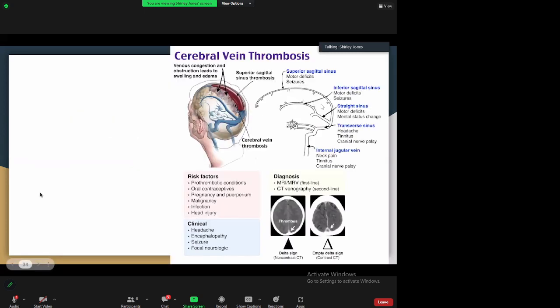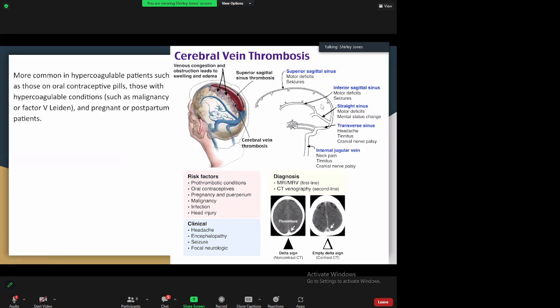So cerebral vein thrombosis. This is more common in anyone that's hypercoagulable, such as those on oral contraceptive pills, and then people with cancer, factor V Leiden, and then of course, any pregnant or postpartum patient. It can present really significantly with weakness and focal neurologic deficits, paresthesias, seizures, encephalopathy, or it can be super subtle and the patient can just say that they have a really bad headache and they've never had headaches, vomiting, some vague vision changes.